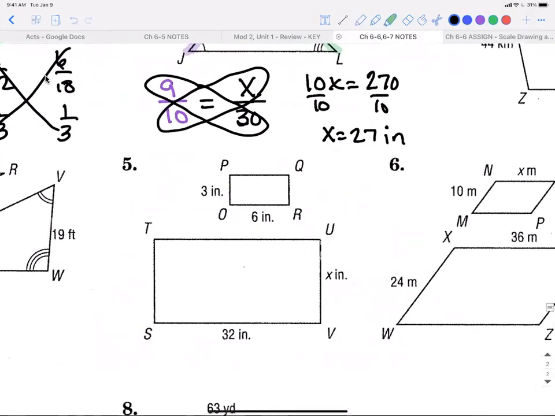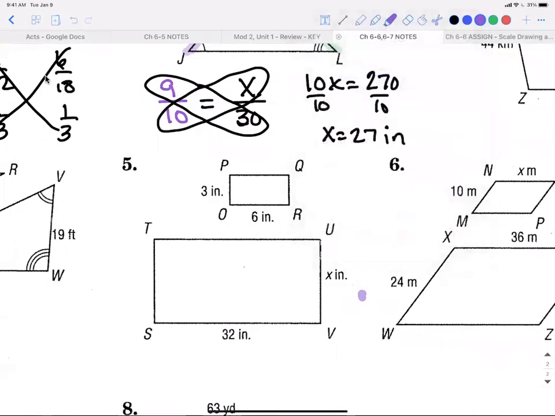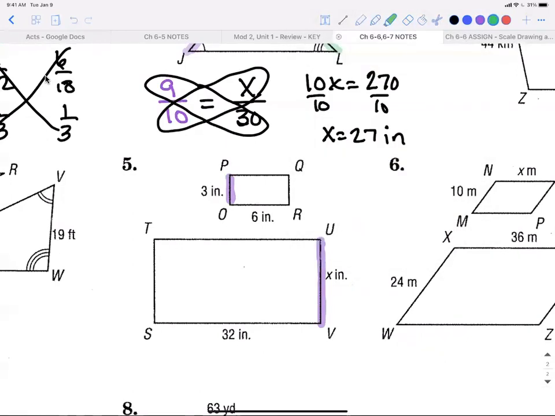I'm just going to lay it out really quickly here. I need to try to make this darker. Let's try that. All right. So if I have my matching side, right, it would be this one and this one line up. And then if I have my other matching side, it would be this one and this one. Okay. Those are the 2 sides that should line up.